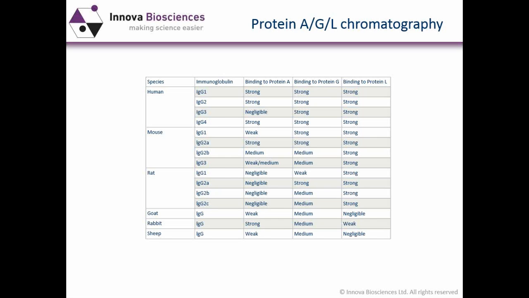Protein L, on the right-hand side, you'll see has strong binding to human, mouse and rat immunoglobulins. But as I said before, remember it only binds to kappa light chains, and if your monoclonal or source doesn't have a kappa light chain, then you won't be able to use protein L for that purification. Also note that protein L isn't so good for some of these polyclonal sources, really not good at all for goat and sheep immunoglobulin, and not as good for rabbit antibodies as it is for the rodent monoclonals.